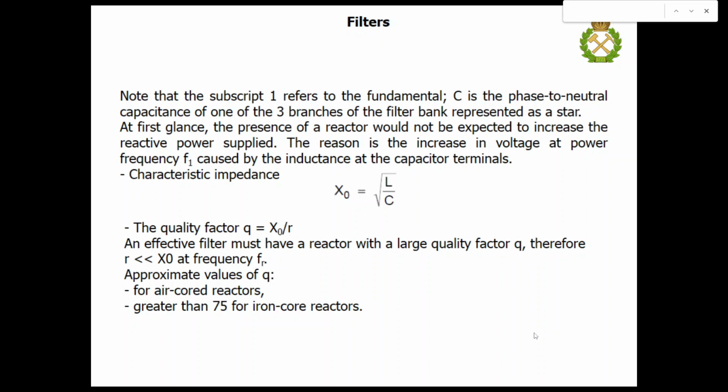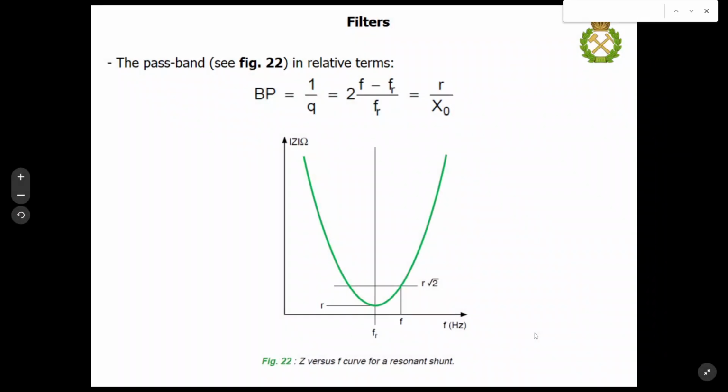The quality factor, which also can be calculated for such a filter, and the pass band in relative units, which illustrates the pass band which can be covered by such a filter.